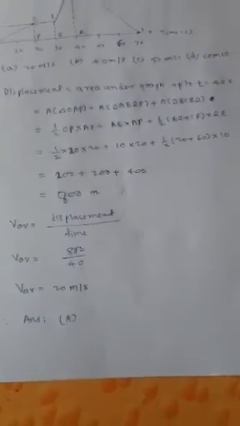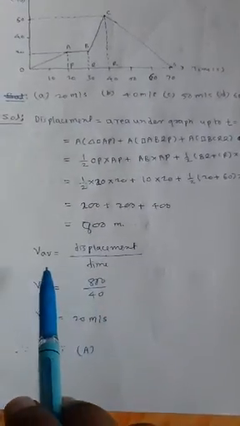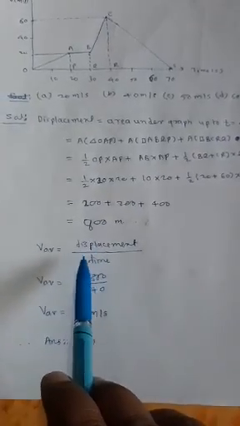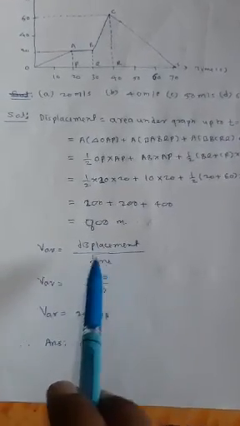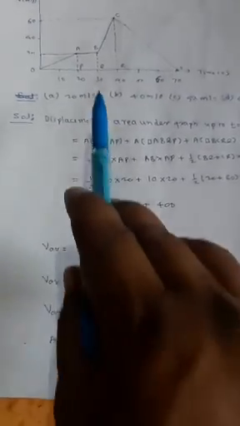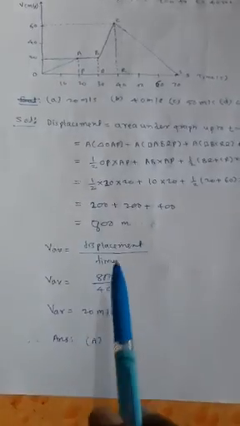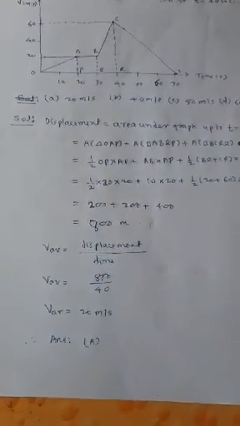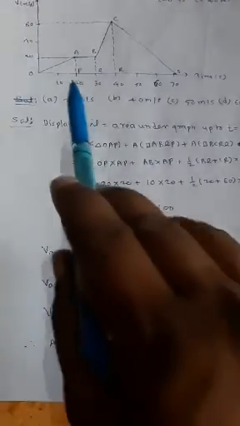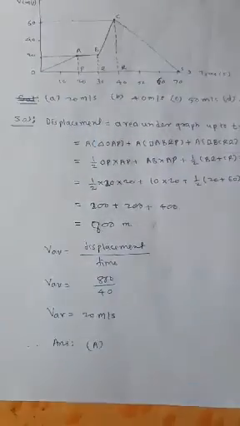We have to determine the average velocity. What is the average velocity? Distance traveled divided by total time required to cover this distance. Here the distance traveled is 800 and time required is 40 seconds. Therefore, 800 divided by 40 seconds means 20 meter per second, and which is given in option A. Therefore, answer is A. Thank you.